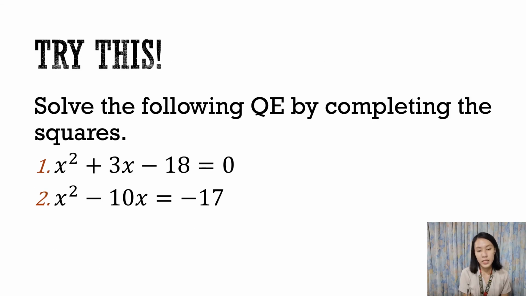For practice, solve the following quadratic equations by completing the squares. Number 1, x squared plus 3x minus 18 is equal to 0. Number 2, x squared minus 10x is equal to negative 17. You are given 5 minutes to answer this in your notebook.